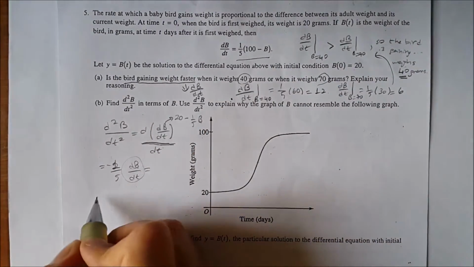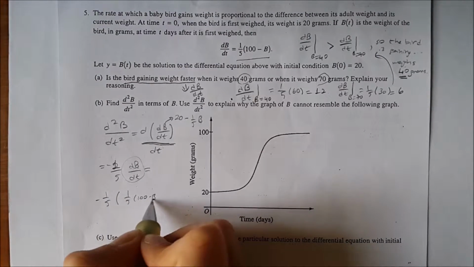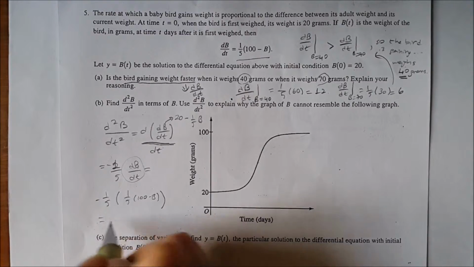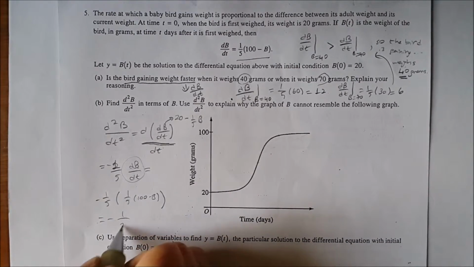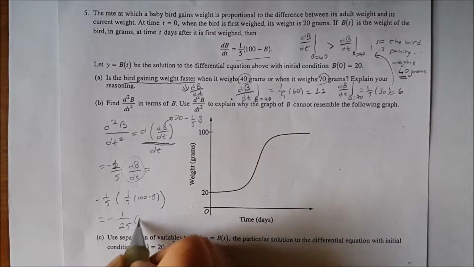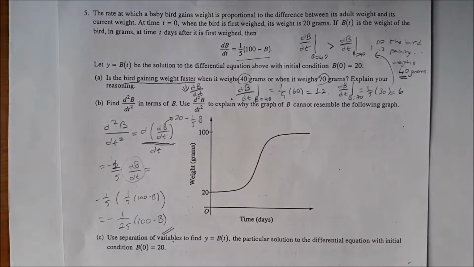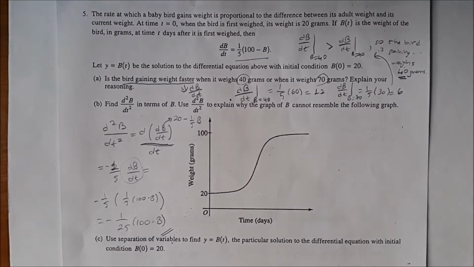Now we know what dB over dt is already, so we put that instead of dB over dt, and when we calculate it, we get negative 1 over 25 times in parentheses 100 minus b. So this is the second derivative.